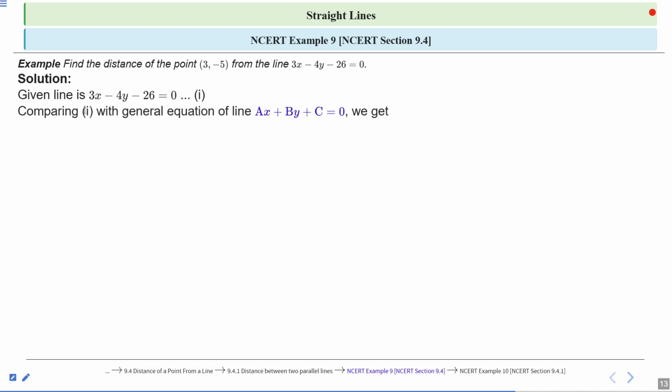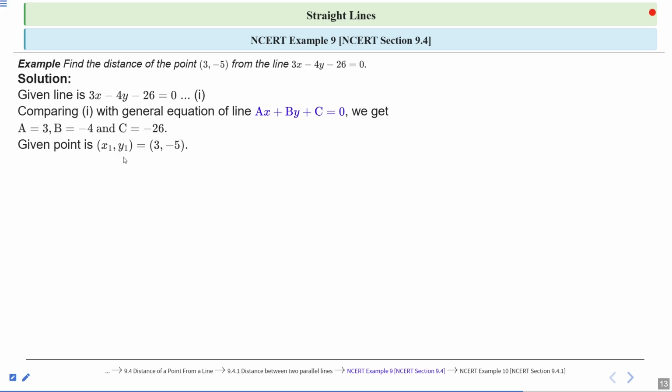Now, comparing equation 1 with the general equation of the line ax + by + c = 0, what do we obtain? We get a = 3, b = -4 and c = -26. So if we compare 3x - 4y - 26 = 0 with the general equation ax + by + c = 0, we get a is 3, b is -4 and c is -26.